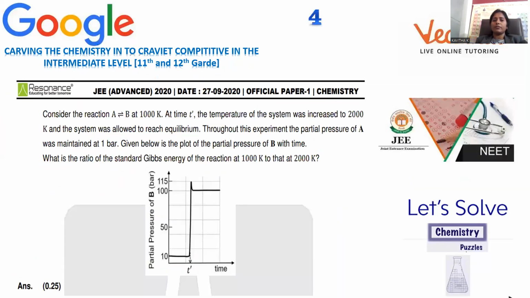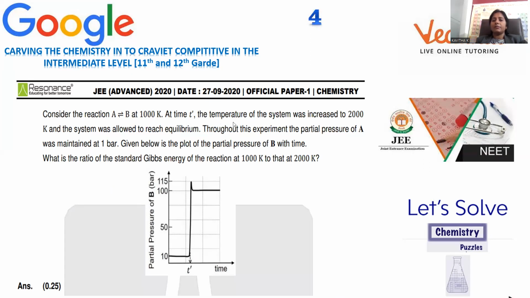Move on to question number 4. Question number 4 is collected from the JEE Advanced 2020 question paper held on 27th September 2020. This is official paper 1 of chemistry that we collected. Consider the reaction where A gives rise to B and B is further converted into A. It is a kind of reversible reaction. And the reaction is carried out at 1000 Kelvin, an extremely high temperature that we are maintaining.